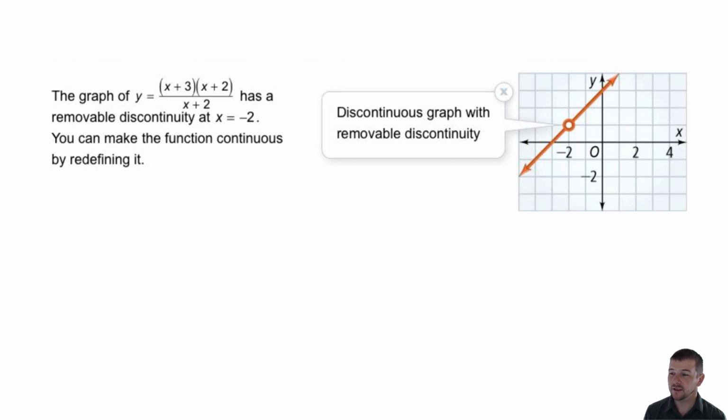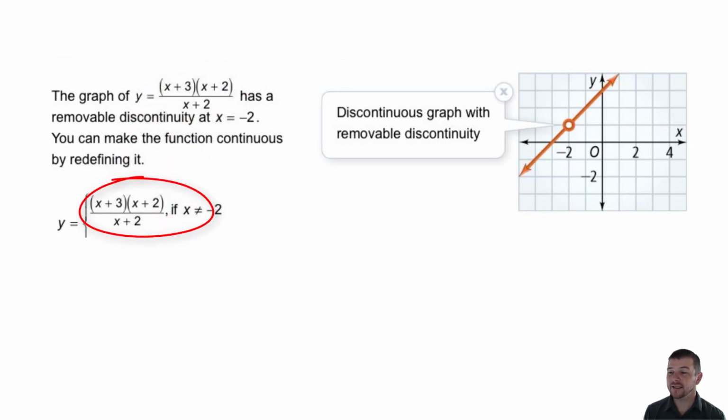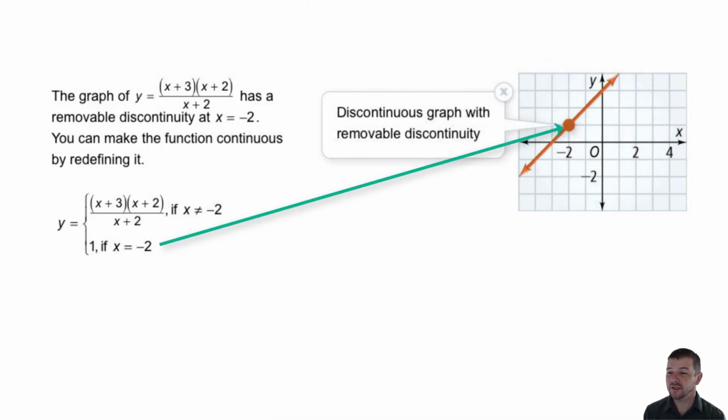So, if we let y equal x plus 3 times x plus 2 over x plus 2, the original expression from the function, if x does not equal -2, note -2 is the value that's not defined for this function, and let y equal 1 if x does equal -2, this piecewise function has no gaps. The hole is filled by the point created by the lower part of this piecewise function.